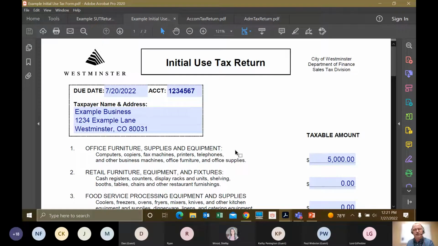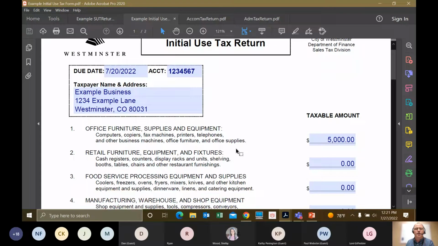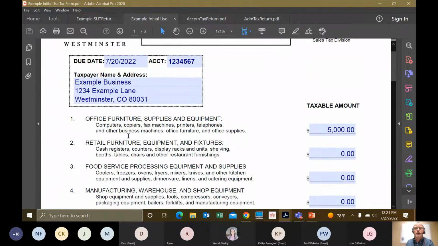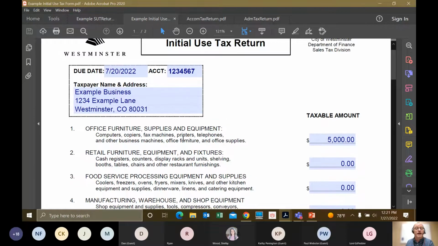So you may have bought it in Denver, but if it was within that 6-month period, you need to look at it for this form. But we've categorized the form so that you can see if you have any invoices where you did not pay sales tax for these items or full sales tax. So in this case, we'll assume that I did buy office furniture, it was shipped to me, and they did not charge me Westminster sales tax.